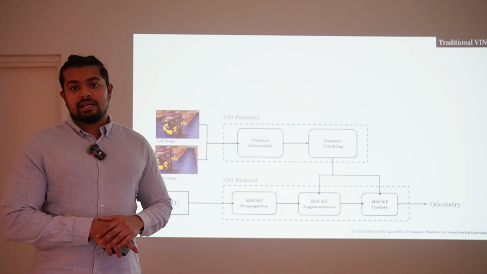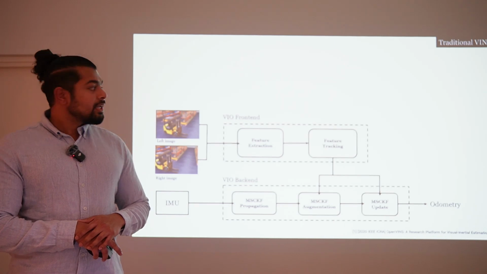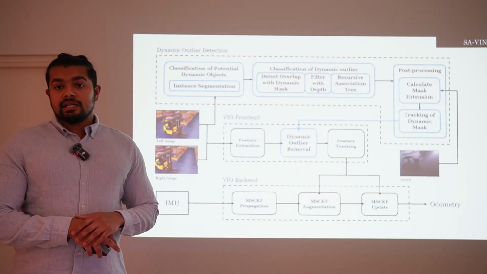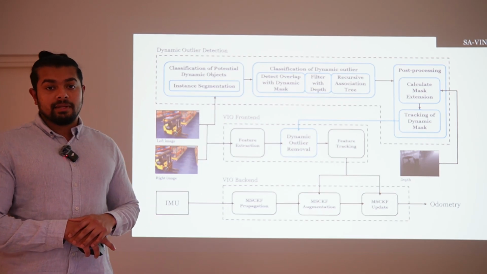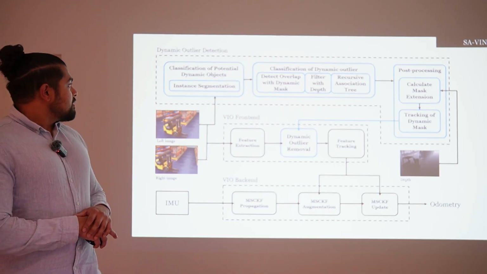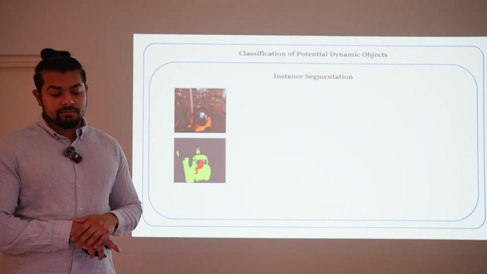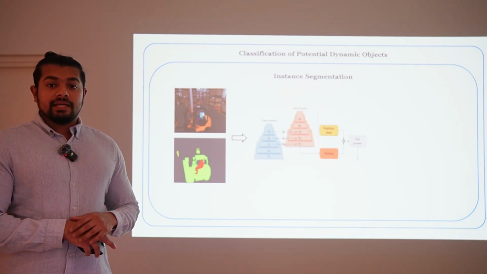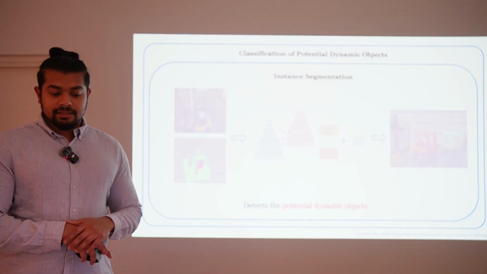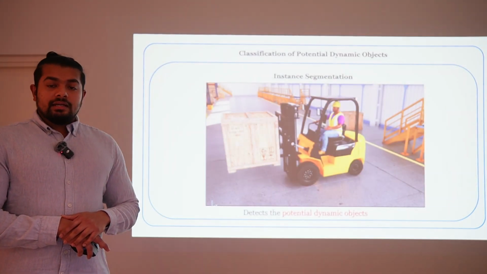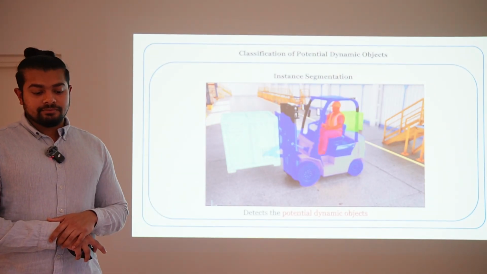This is OpenVINS, an open source, cutting-edge visual inertial navigation system. We seamlessly introduce a dynamic outlier detector and a dynamic outlier remover into the pipeline. First, we classify the potential dynamic objects in the image frame. To do this, we create a synthetic dataset in Isaac Sim and train YOLACT Edge on that dataset. In this step, we detect all the potential dynamic objects in the image frame.